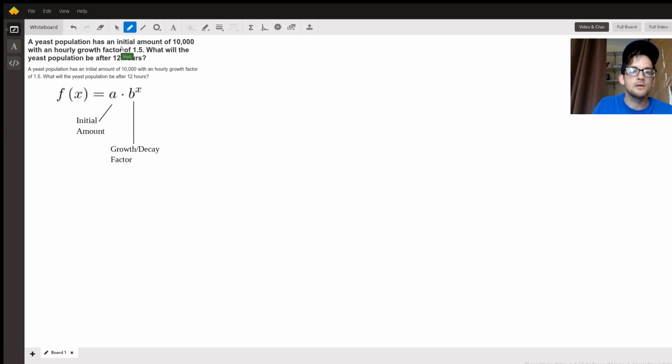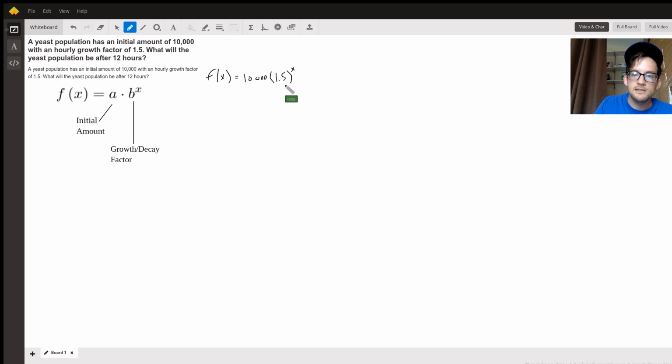So in your case, you're told that your initial amount is 10,000. So that means you're going to put 10,000 here for your a. So I'm going to put f of x, please excuse the handwriting, f of x equals 10,000. And then I'm going to put in parentheses my growth or decay factor. Good habit to have is just to put this in parentheses. And that factor is 1.5. So we have those two numbers just from the problem. And then our variable is x. Remember that it's an exponent. So we have 10,000 times 1.5 to the x power.